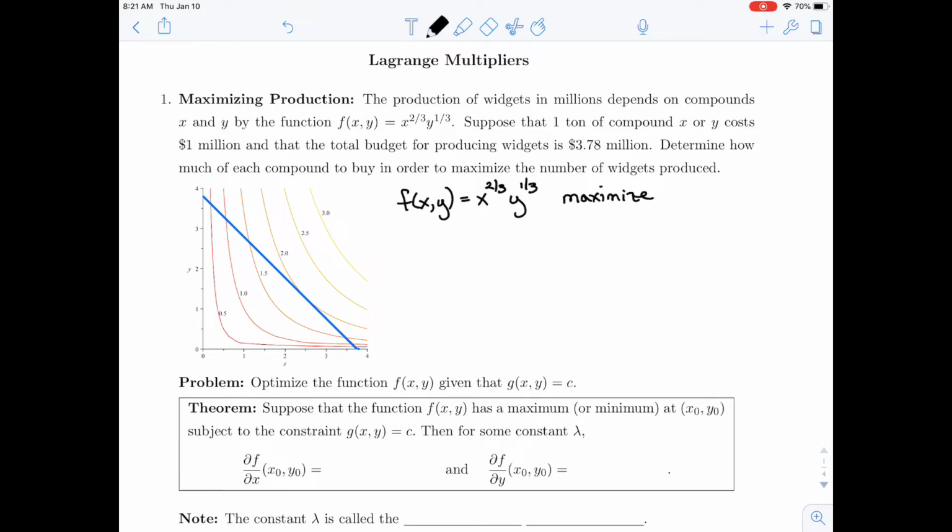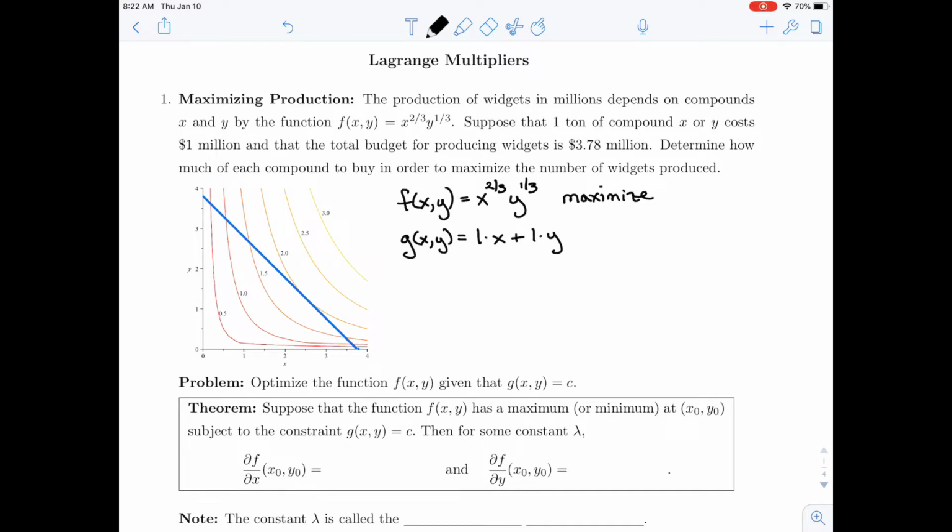So we need a function that represents the total amount that we're spending on compounds X and Y. That function is going to be g of x, y, and that function should be the cost per ton of compound X times the amount of compound X. So it costs $1 million per ton times x tons of compound X plus $1 million per ton times y tons of compound Y. And so the function x plus y represents the total cost of the two compounds.